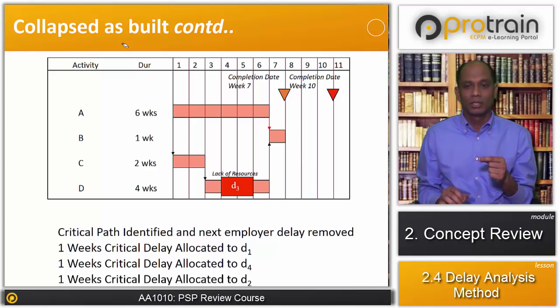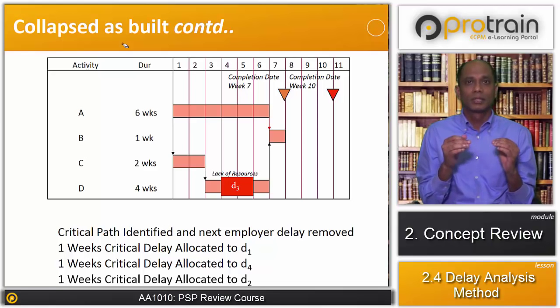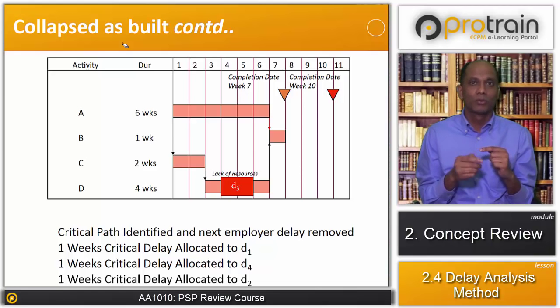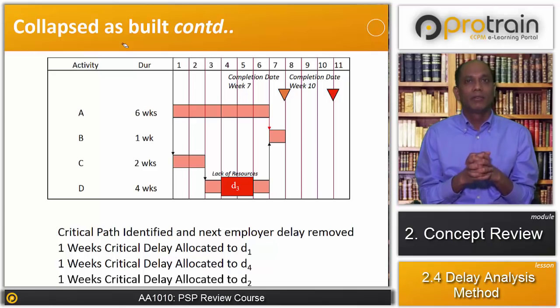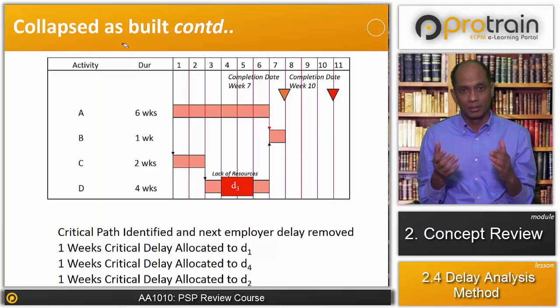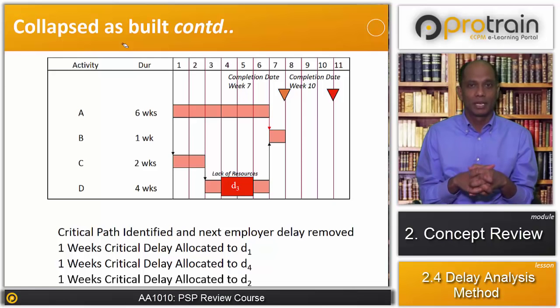And this is how we find out that the 3 delay events have contributed 1 week each in the delay event method. Now if you have gone through the other method, you will find there's a difference between the two. Each delay analysis method may produce different delay results also. So this is what the collapse as-built method is.